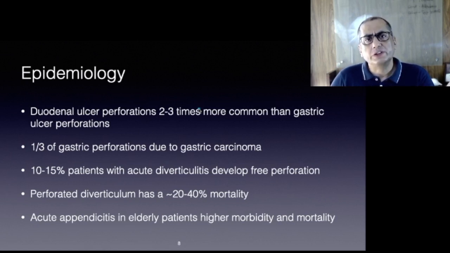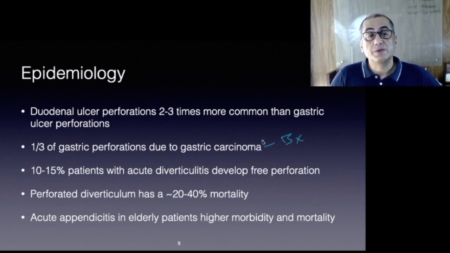Duodenal ulcer perforations are 2 to 3 times more common than gastric ulcer perforations, and around 1/3 of gastric perforations are due to a gastric carcinoma. So what we would suggest is that you always take a biopsy of a perforated gastric ulcer.